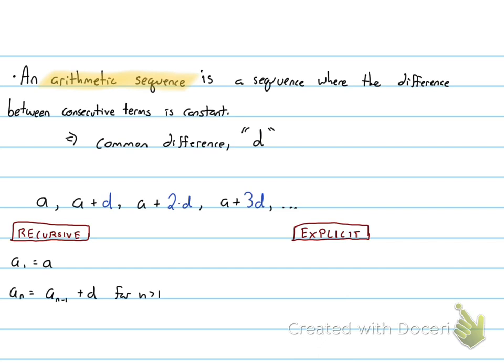My explicit formula would look something like this: A sub n equals A plus n minus 1 times D. You'll probably use that one a lot more often. It's usually just easier to use in general. Definitely make sure you have all these formulas written down though, highlight them, just so that they're easy to refer back to.